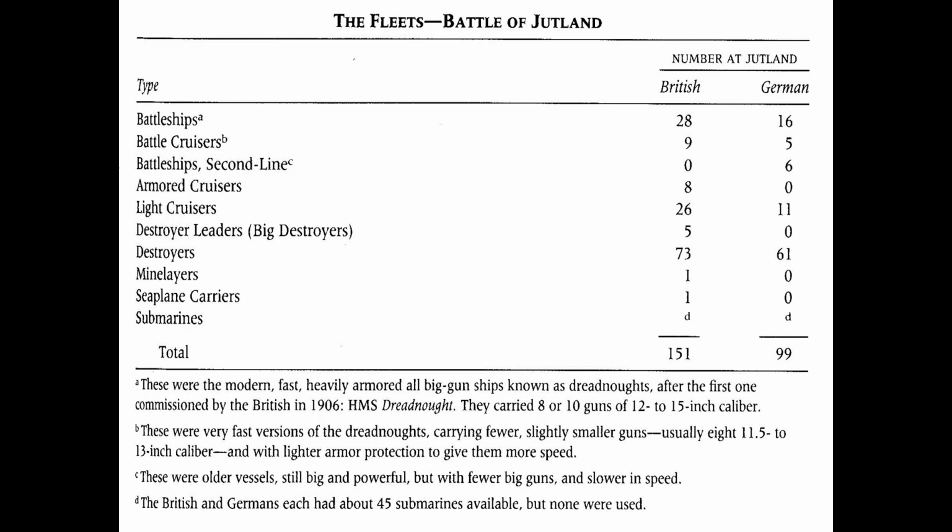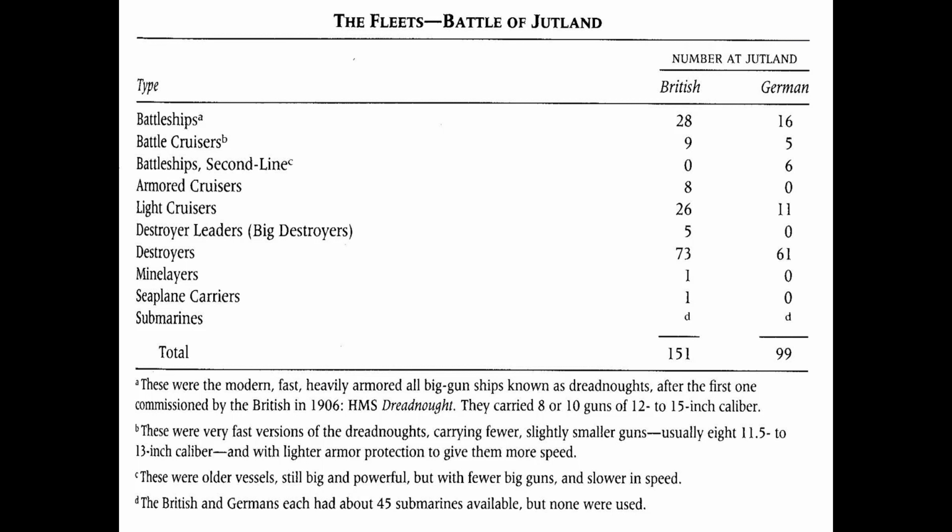The British have 151 ships. The Germans have 99. So let's look at them. Battleships. Britain, 28. Germans, 16. Now, these carry anywhere from 8 to 10 guns, 12 to 15 inches in caliber. But most of the German ones are all brand new, relatively new. The British, about half and half. They've got battle cruisers, 9 to 5. These are faster versions of the Dreadnought.